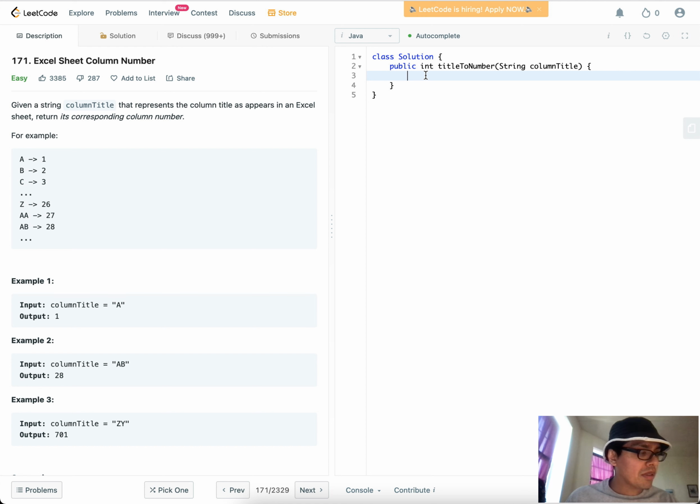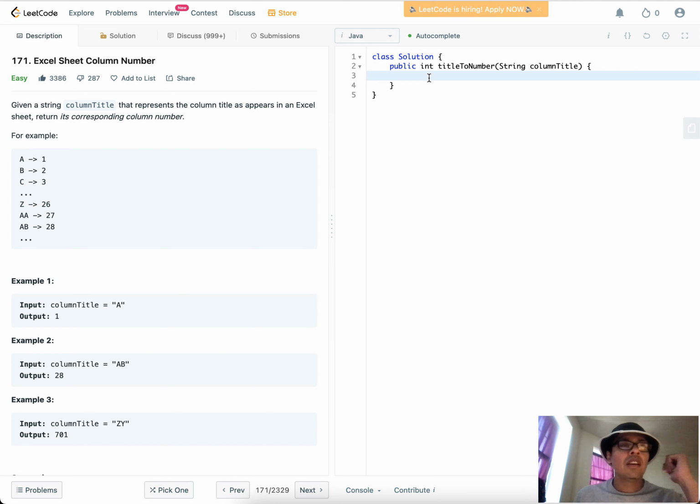So today we're doing the problem Excel Sheet Column Number, 171. It's an easy problem, it's an early problem, and I'm going to like this problem. The problem states: given a string column title that represents the column title as it appears in an Excel sheet, return its corresponding column number.